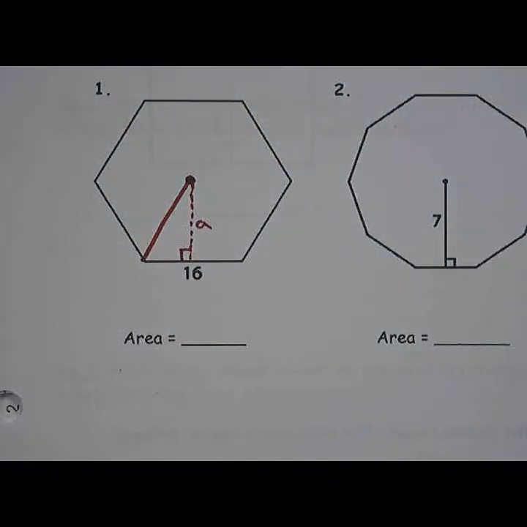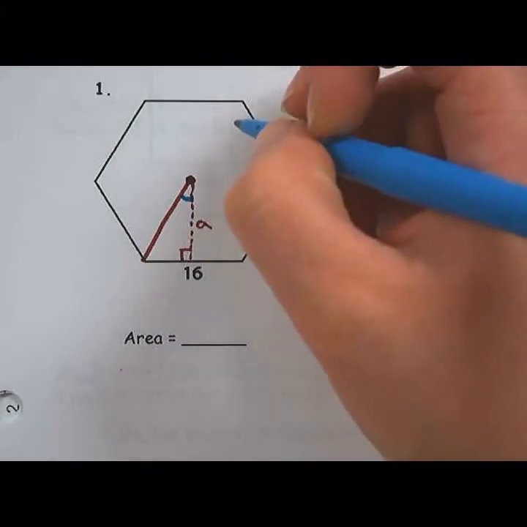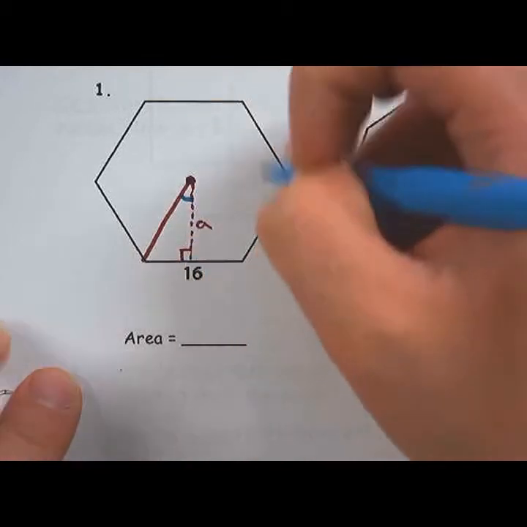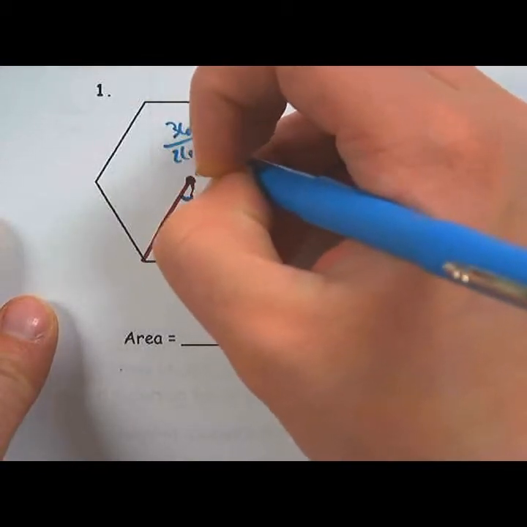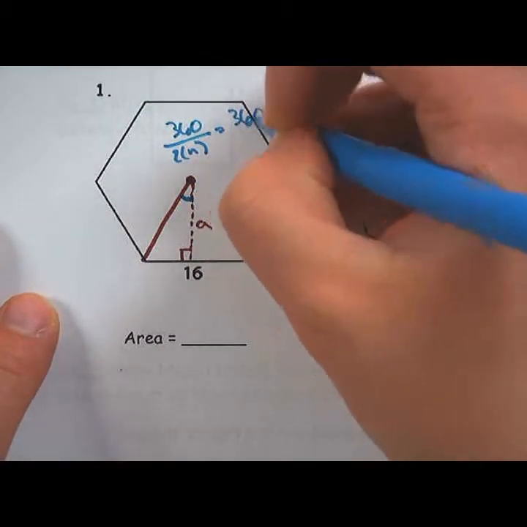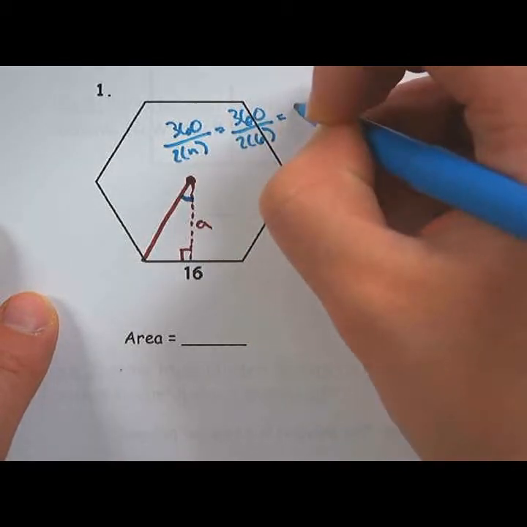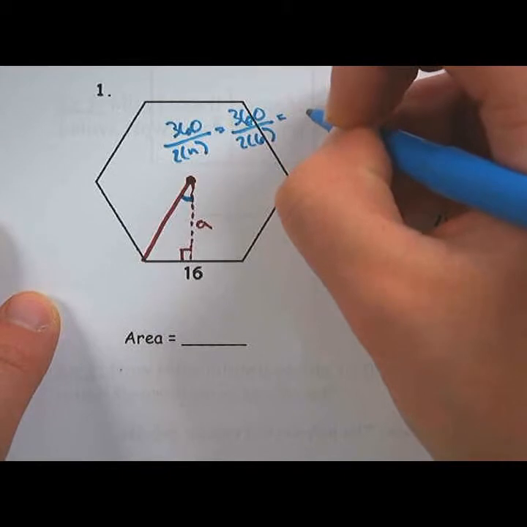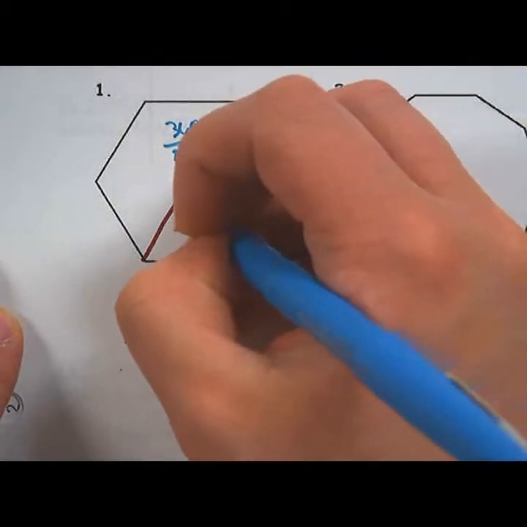Okay, so to do that, I need to find this angle right here. Since there are 6 sides, I'm going to use 360 divided by 2 times the number of sides. So in this case, 360 divided by 2 times 6, so 360 divided by 12, which gives me 30 degrees. So this angle right here is 30 degrees.